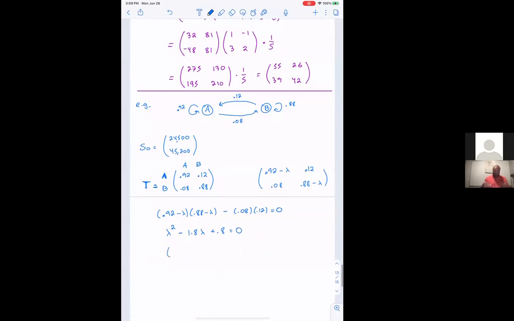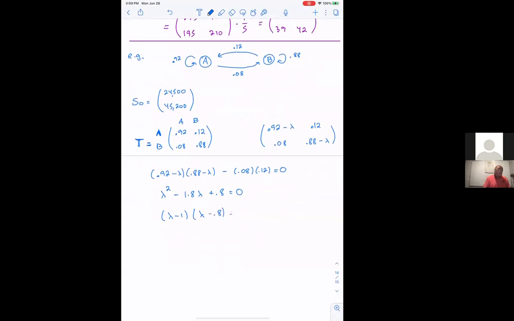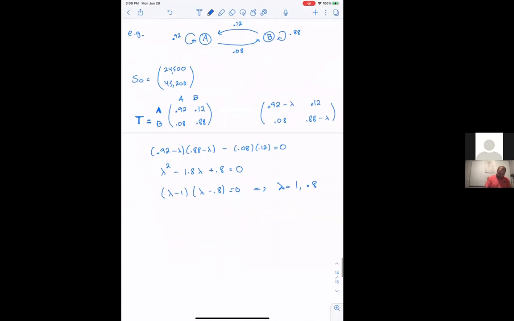And let's not forget, because it's a transition matrix, lambda equals 1 is always an eigenvalue. So it has to be lambda minus 1. Whoops, lambda minus 1, lambda minus 0.8 is equal to 0. So we get lambda is equal to 1 and 0.8. Okay, we have our two eigenvalues. So let's do the eigenvectors now for each one.